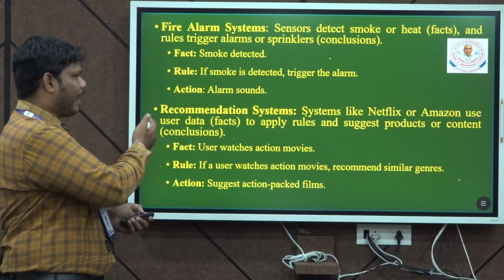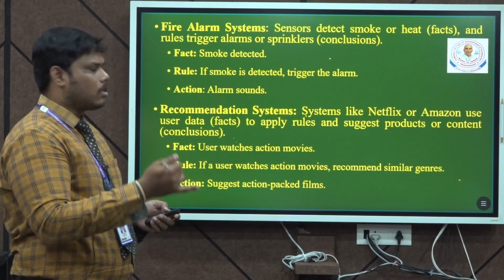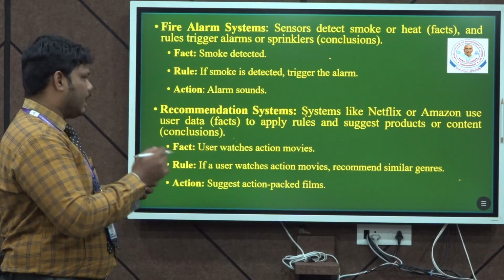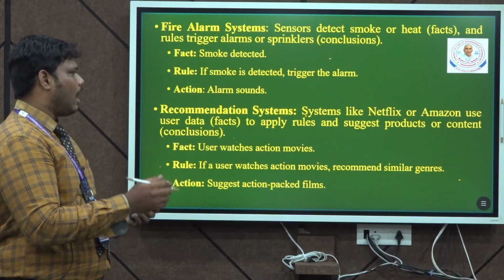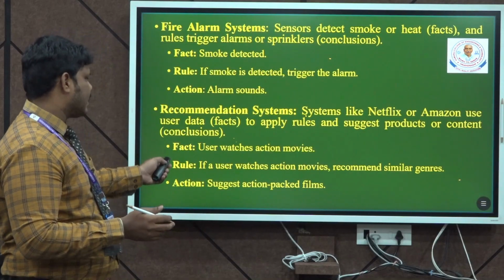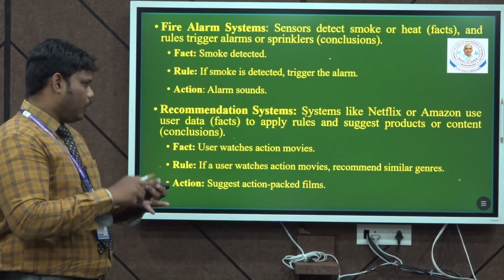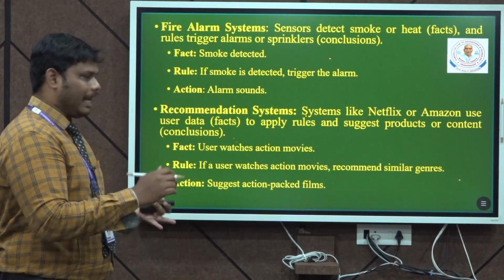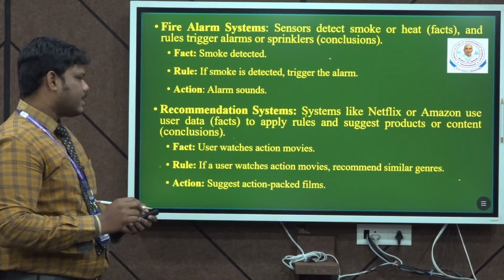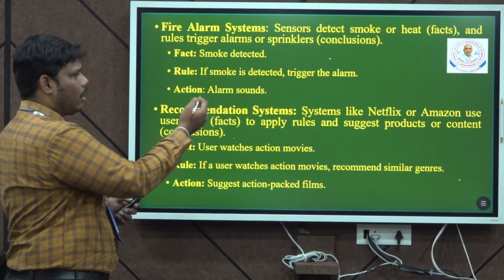Next example, the recommendation system. Let us consider systems like Netflix or Amazon. The user data they have access to in these accounts is the fact, and they apply a rule and suggest some products or content, that's the conclusion. Let us consider a fact: a user watches an action movie. The rule is, if a user watches an action movie, recommend the similar genre in that application, even in Netflix or Amazon. So the action is to suggest all the action-packed films in that account.